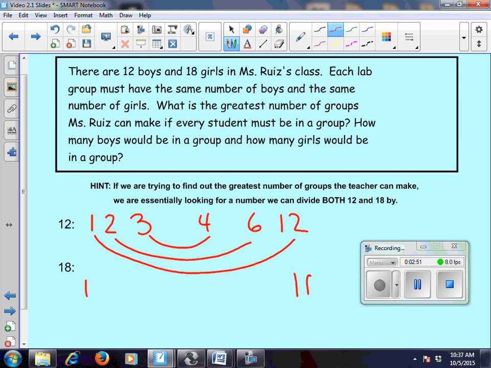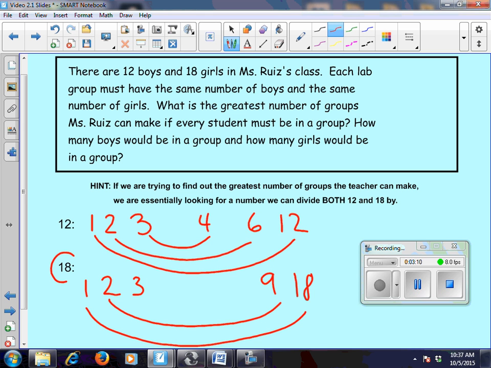18, 1 times 18. 2, well, I know 2 times 9, and 18 is an even number, so I know 2 has to be a factor. 2 times 9. 3 is a factor of 18. I also remember my divisibility tricks. If I take 18 and I add the digits 1 and 8, I get 9. If 9 is divisible by 3, I know the whole number is divisible by 3. Anyway, 3 times 6 is 18.